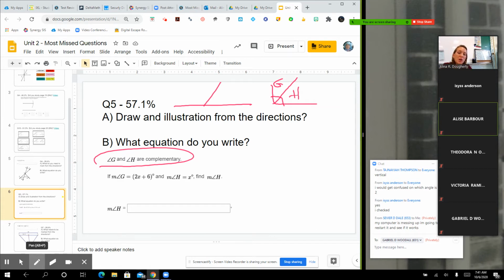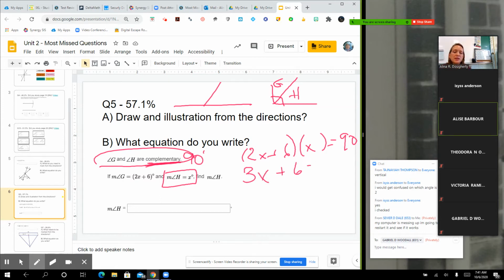So we've got G and we've got H, right? And G and H are going to add up to 90 degrees because complementary means 90 degrees. So our equation is going to be 2x plus 6 plus x. And a lot of people get messed up with that right there. H is x. That's it. Equals 90 degrees, right? A lot of people set these equal to each other because they didn't read the complementary. So if you got this wrong, it is likely that you set them equal to each other.